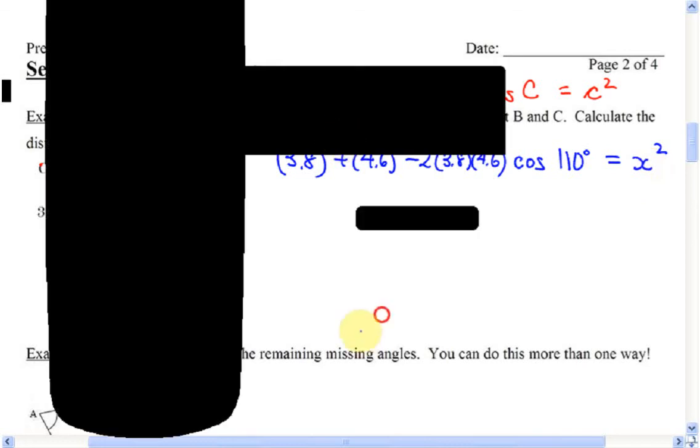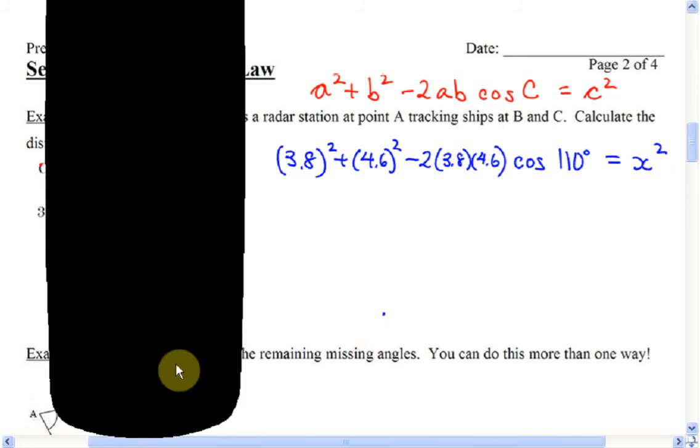All right. So I'm going to actually type this into the calculator now. I'm going to go bracket 3.8 all squared plus 4.6. Oops, I should put a bracket, I guess. All squared minus 2 times 3.8 times 4.6 times cosine of 110. Make sure you're in degree mode, by the way. Every time. Don't be like Mr. Lee, who messed up on his Math 11 test in grade 11.